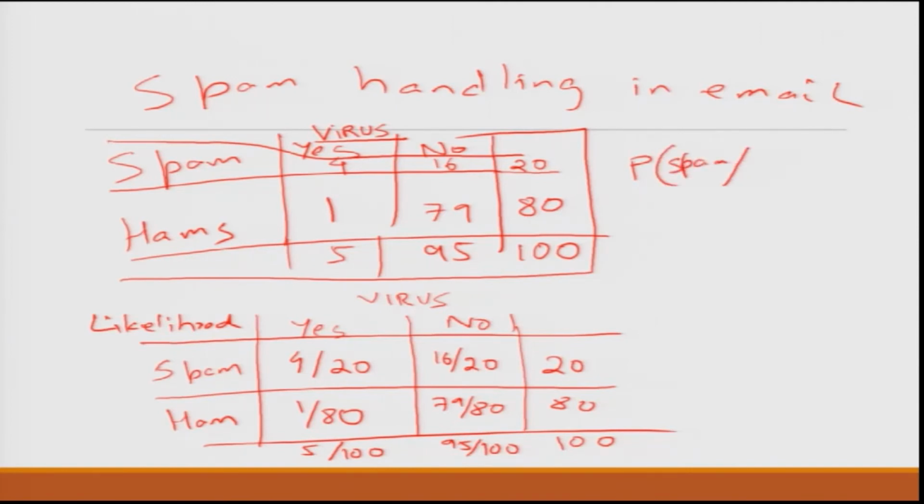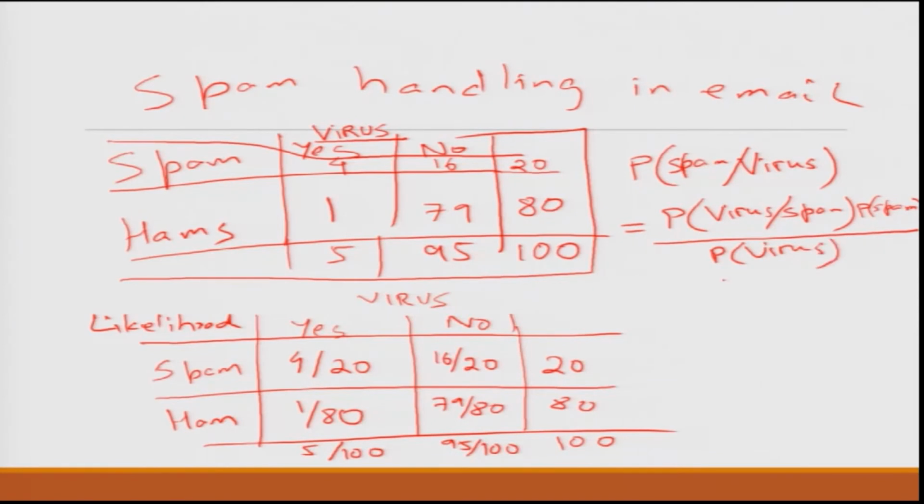Now the trick that you do is, you say probability of something being a spam given that the word virus came is equal to probability of word virus given that it's a spam, into probability of it being spam, divided by probability of the word virus. So note this term, this is your likelihood.